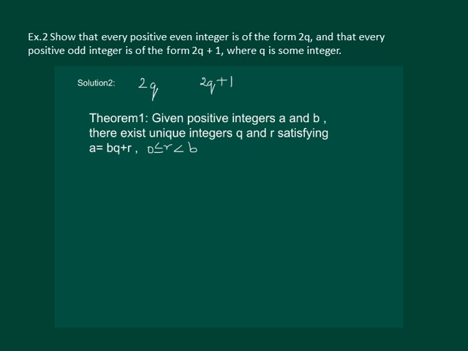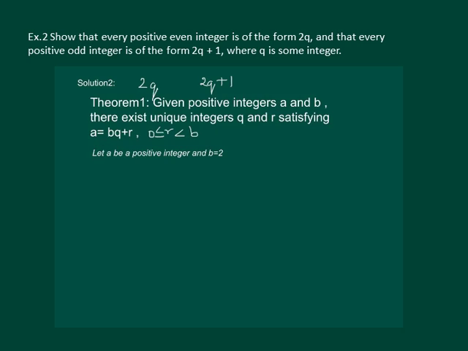Let us first take the Euclid's division algorithm. It says that given positive integers a and b, there exist unique integers q and r satisfying a is equal to bq plus r, where r lies between 0 and b. That means we have to start with positive integers a and b. To prove our result, let us assume that a is a positive integer and b equal to 2.